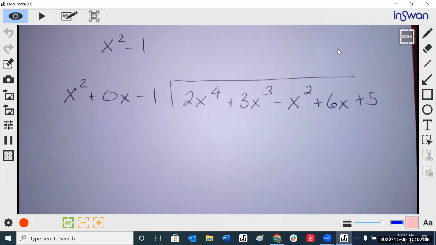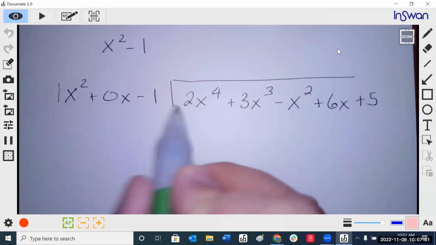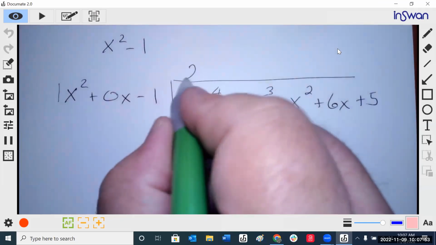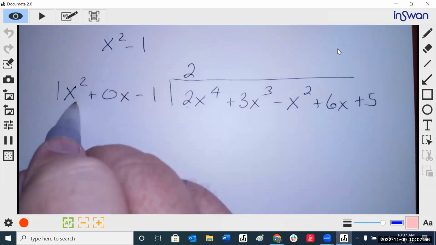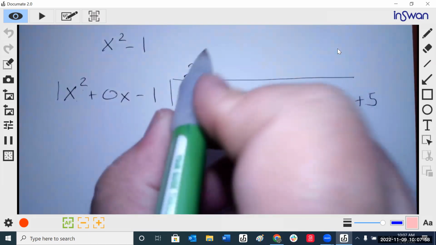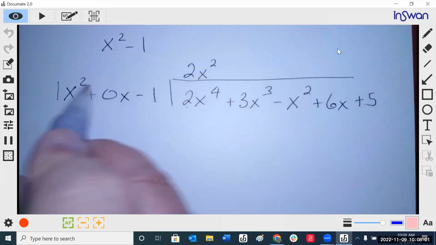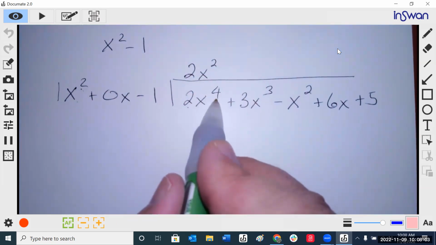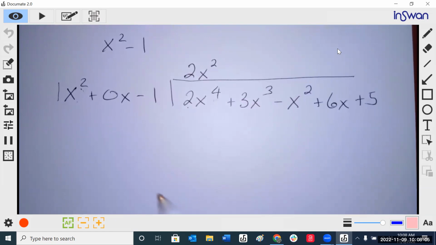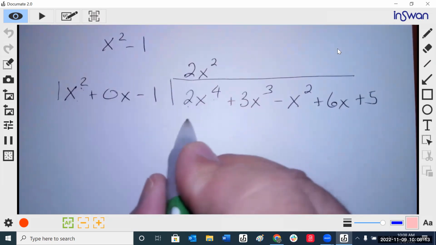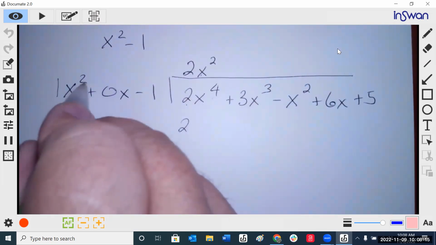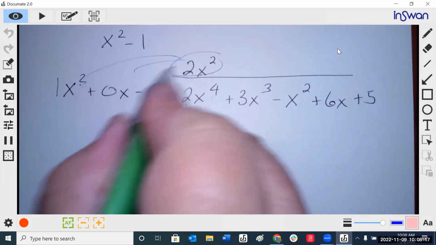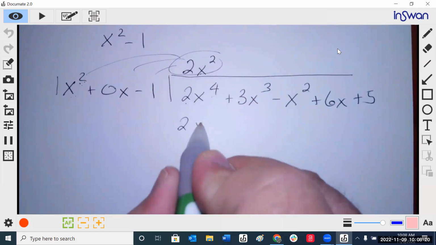Now we repeat the process. What times 1 gives me 2? 2. How many x's am I missing? Missing 2. Because I have 2 here, I need to get 4. I'm missing 2. Okay, this is where the check would come in anyway to see if you got it right or wrong. 2 times 1 is 2. X squared times x squared. So this number times all 3 of these. X squared times x squared is x to the 4th.